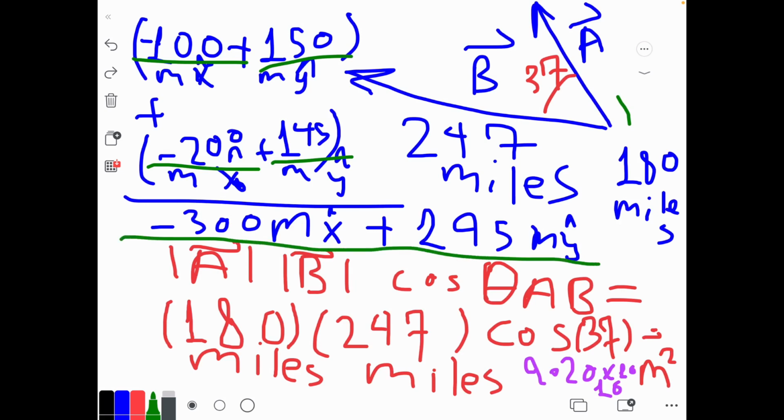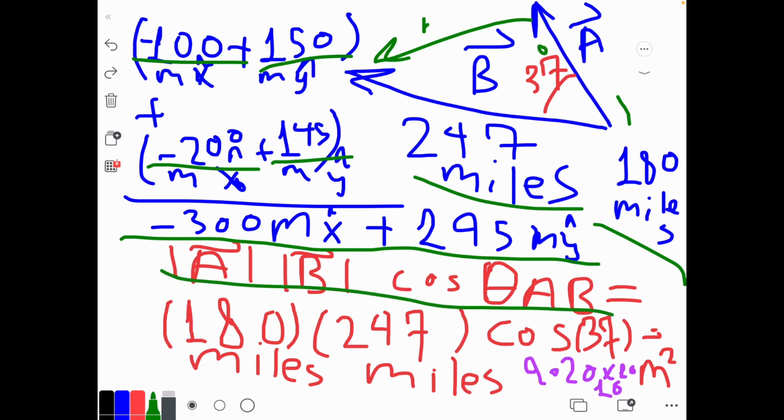So then the displacement is supposed to be negative 300 miles x hat plus 295 miles y hat. Actually, I didn't join them. Am I doing it right? Okay, anyways. Because I have 180 miles and 247 miles, and using the protractor, I get 37 degrees between Birmingham and Atlanta. So I'm going to use the dot product: 180 times 247 times cosine of 37, which gives square miles, 9.20 times 10 to the 10 power.